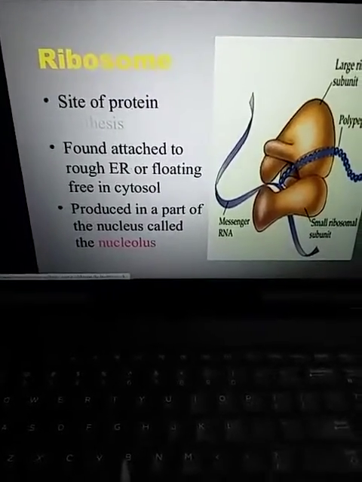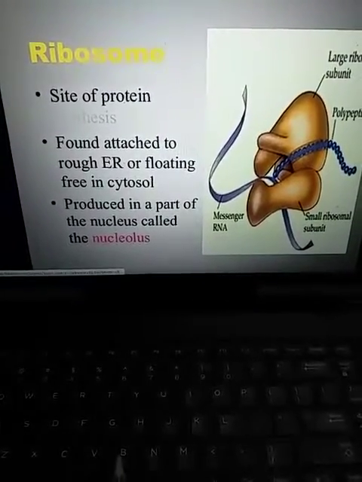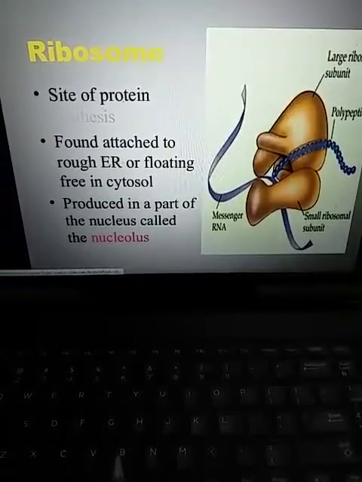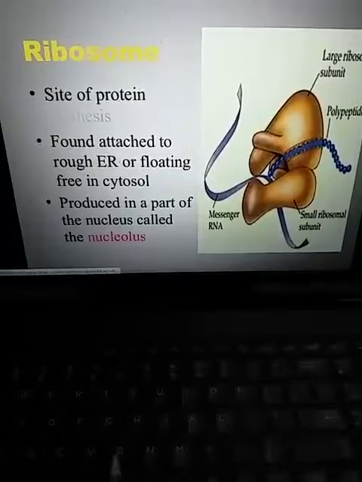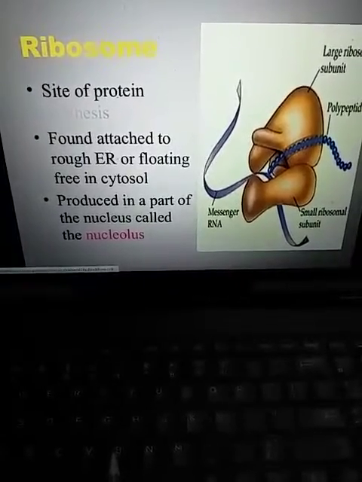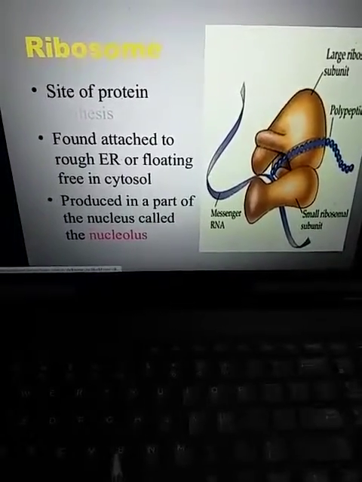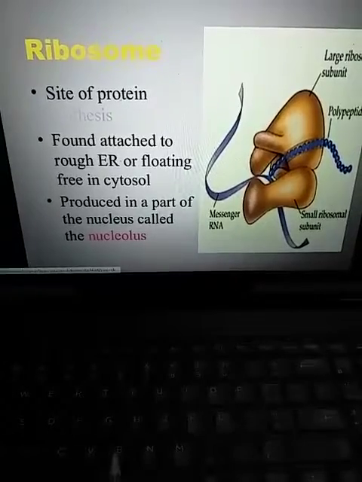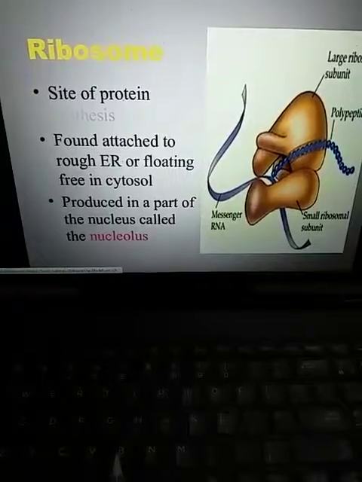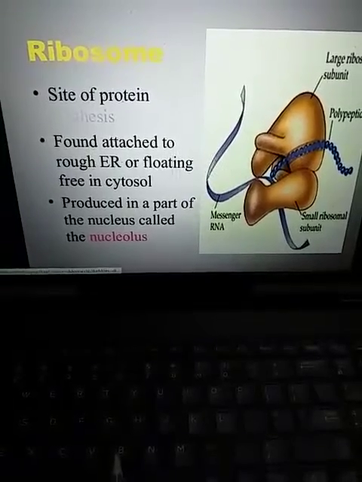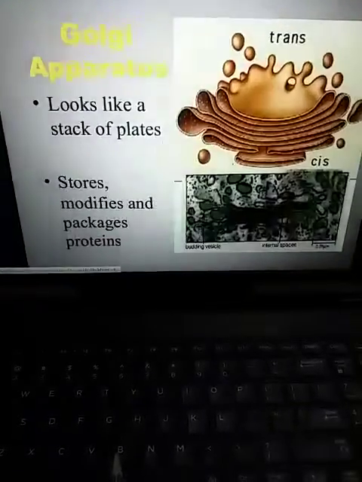These are the ribosomes, which are the site of protein synthesis. They are found attached to the rough endoplasmic reticulum or floating free in the cytosol or cytoplasm. They are produced in the part of the nucleus called the nucleolus. So this is the introduction to ribosomes. This is a specialized organelle which is present in every kind of cell, either the prokaryotic cell or the eukaryotic cell.